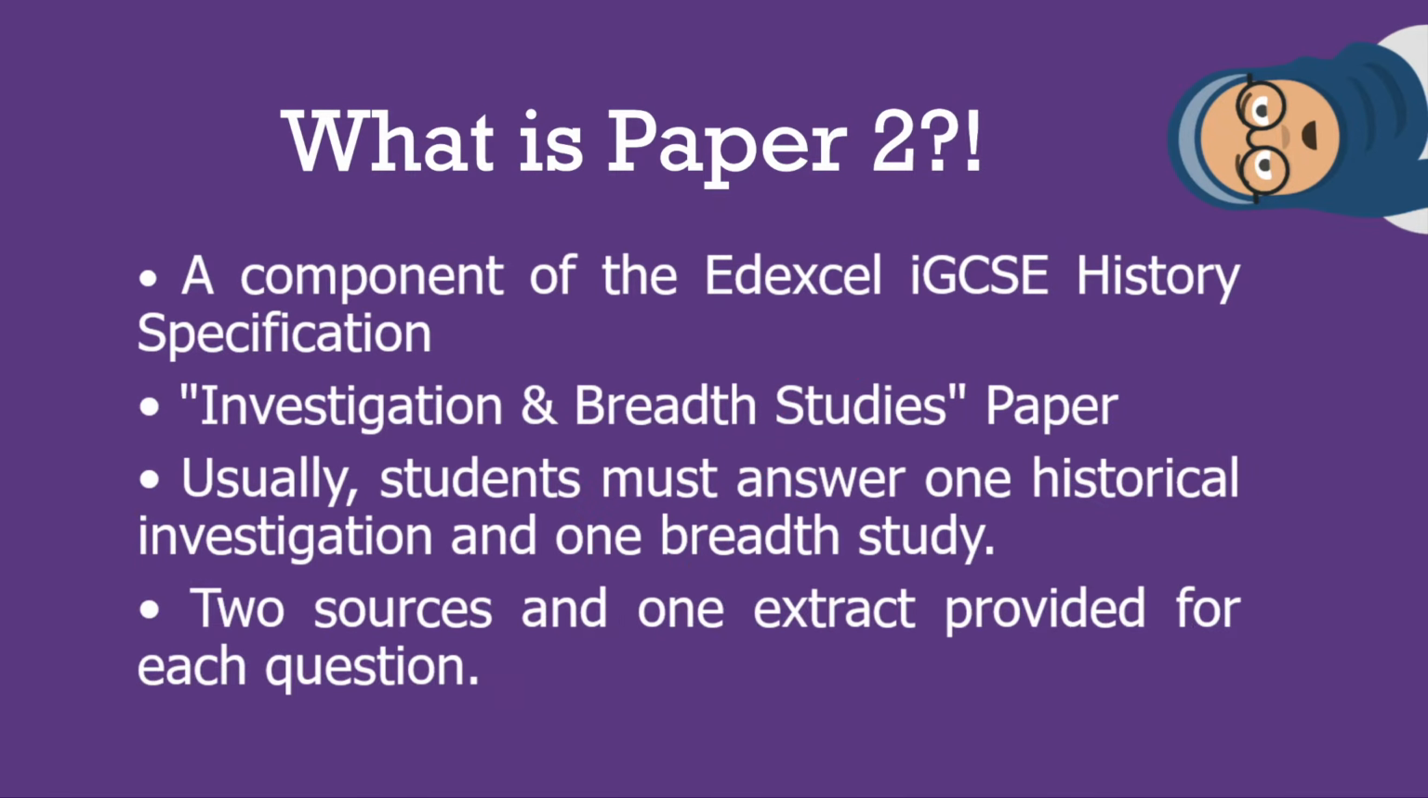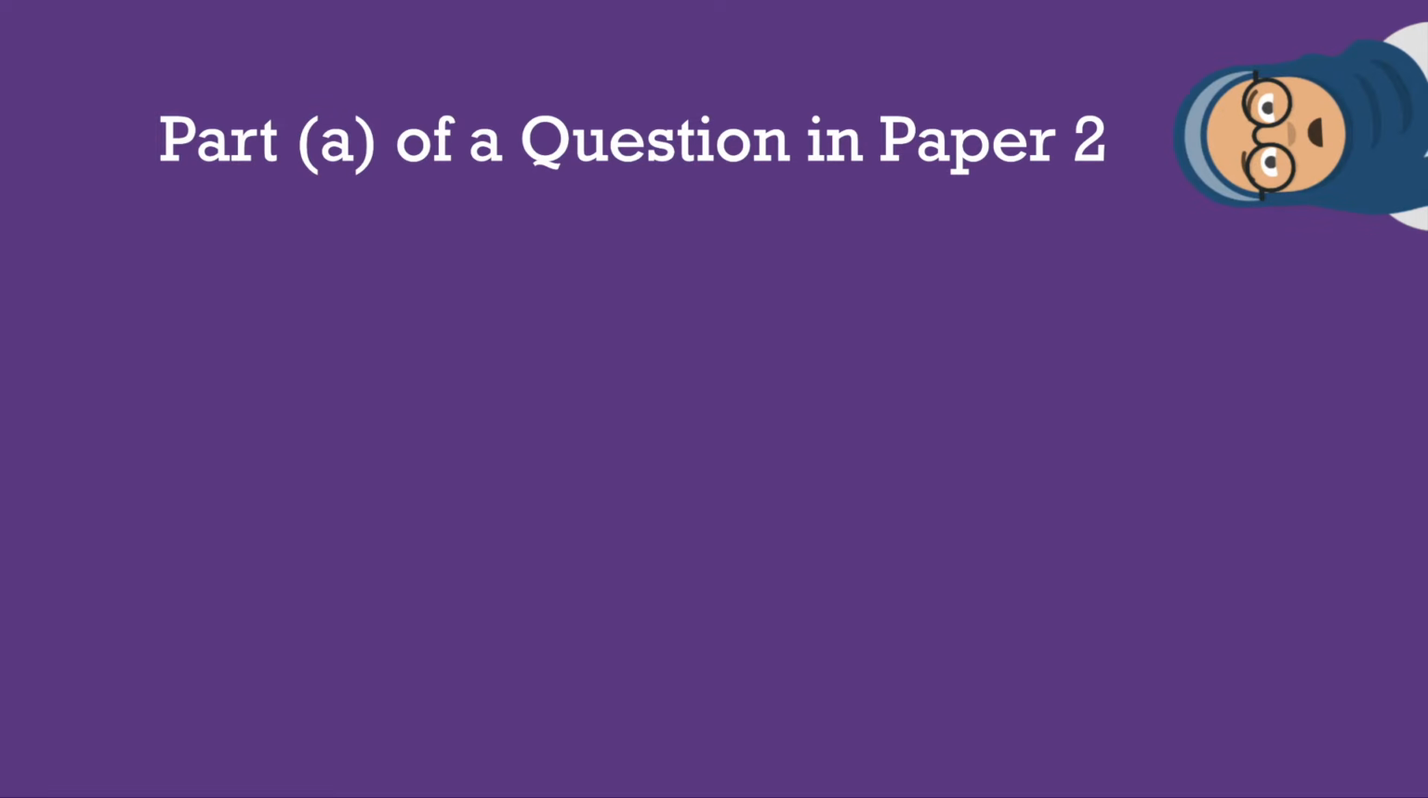Next, 2 sources and 1 extract are provided for each question in paper 2, and I'm not going to go into detail about these sources and the extract because they're not linked to part A of paper 2, they're linked to the other parts. So since there's no source or extract needed for answering part A, I'm simply going to talk about the details of part A of a question in paper 2, and you don't need to get confused. It's quite simple to answer, and I'll make it even easier for you to understand how to answer this question, hopefully after you watch this video.